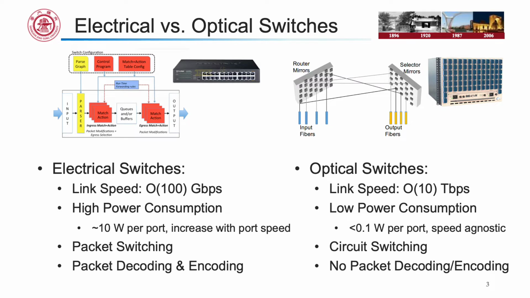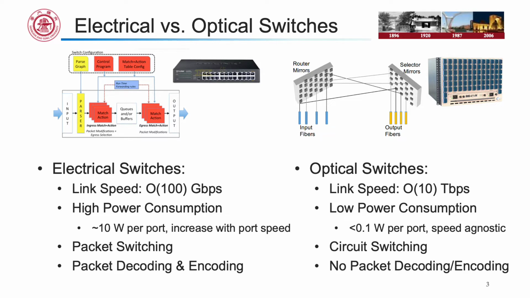Using OCSs brings some benefits. First, OCS attains high bandwidth and low power at the same time, and its power consumption does not increase with port speed. Second, the internal structure of an OCS is much simpler. When a packet enters an electrical switch, we need to first parse its header, look at the routing table to decide how to forward this packet, and then enqueue this packet until it is transmitted. This whole process incurs additional delay.